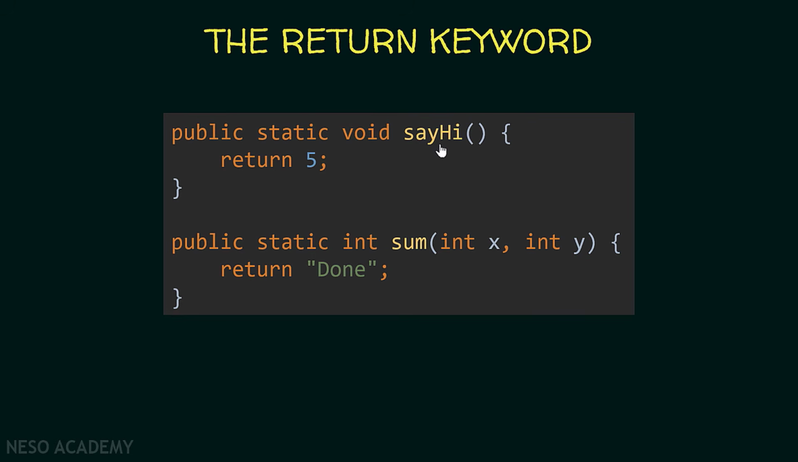Now let's see more examples. We have the SAYHI method and its type is void, okay? And inside it, I'm returning 5. So I'm returning an integer, but the type of this method is void. So this will give us a problem. We are returning a value that is not compatible with the type of this method. Another example. The type of this method is an integer, and we are returning a string. So the return type and the type of the data that we are returning are not compatible. So also this over here will give us an error, okay?